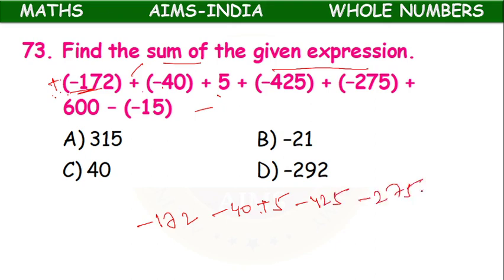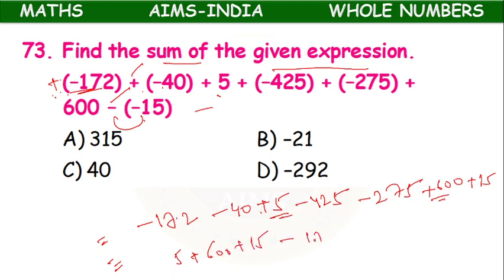Value does not change. Plus 600. Minus is there, which means the symbol will change. Minus into minus, plus 15. So this is the simplification. Let's write positive values first. 5 is there, plus 600 is there, plus 15 is there. Negative values: minus 172, minus 40, minus 425, minus 275.